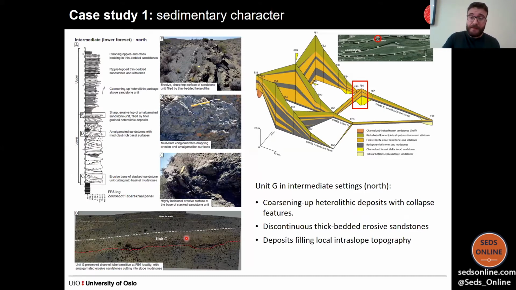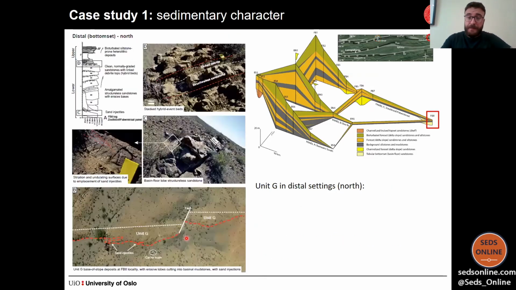And we think that those were suggesting that these deposits were filling some intraslope topography. All these observations combined suggested that we might look at some foreset deposits, but perhaps a little bit farther down system.